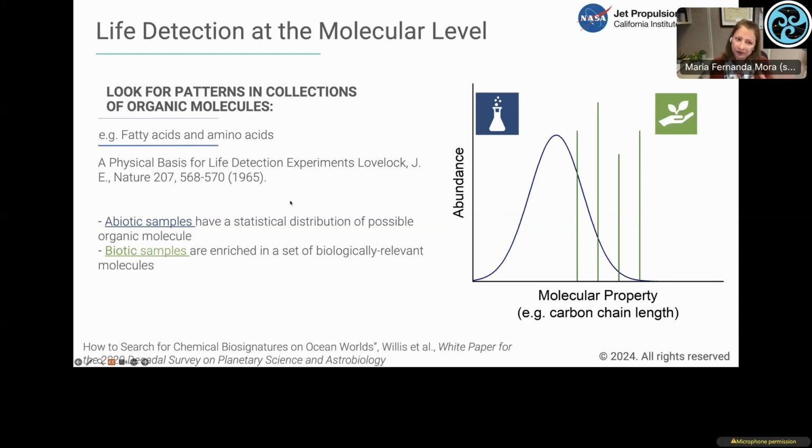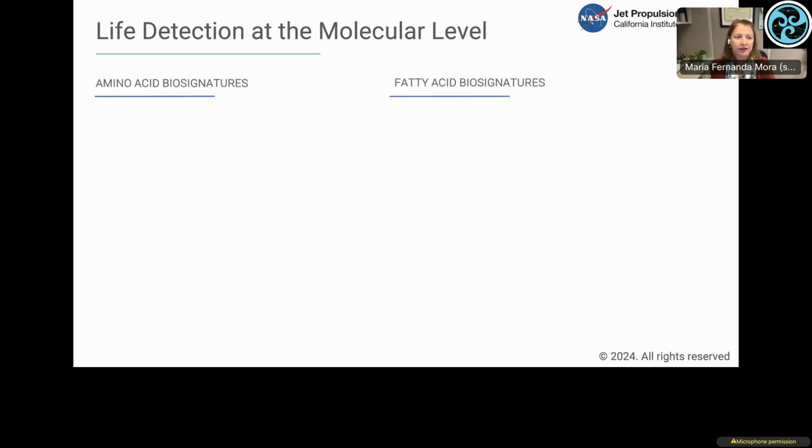So this was described many, many years ago. We're just following. This is nothing new, right? Two very clear examples of these distributions that we understand well are fatty acids and amino acids. So if we look at amino acids first, amino acids are everywhere.